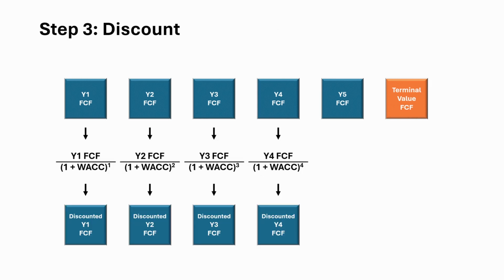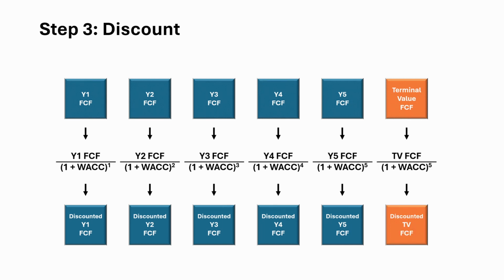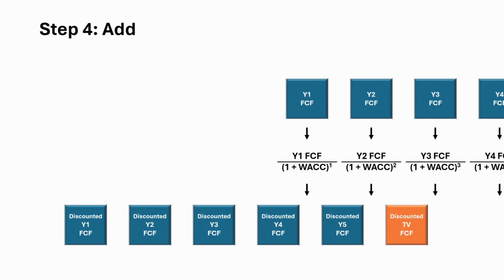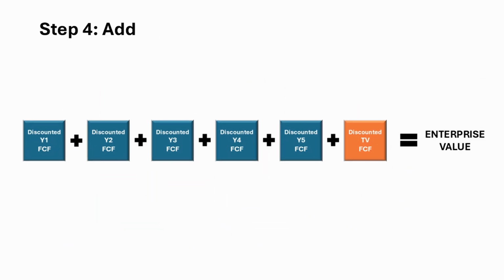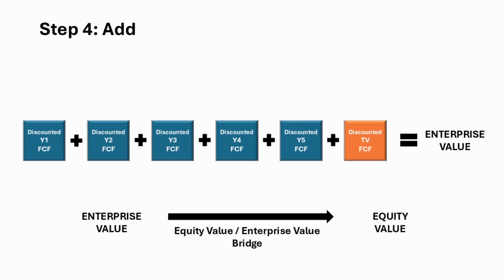For the free cash flows, we divide them by 1 plus the WACC to the power of the year that they represent. For the terminal value, we note that this is in the final year, so we need to discount it as we did the final free cash flow. Adding up all of the discounted values gives us the enterprise value of the company, which we can convert to the equity value by using the enterprise value equity value bridge.